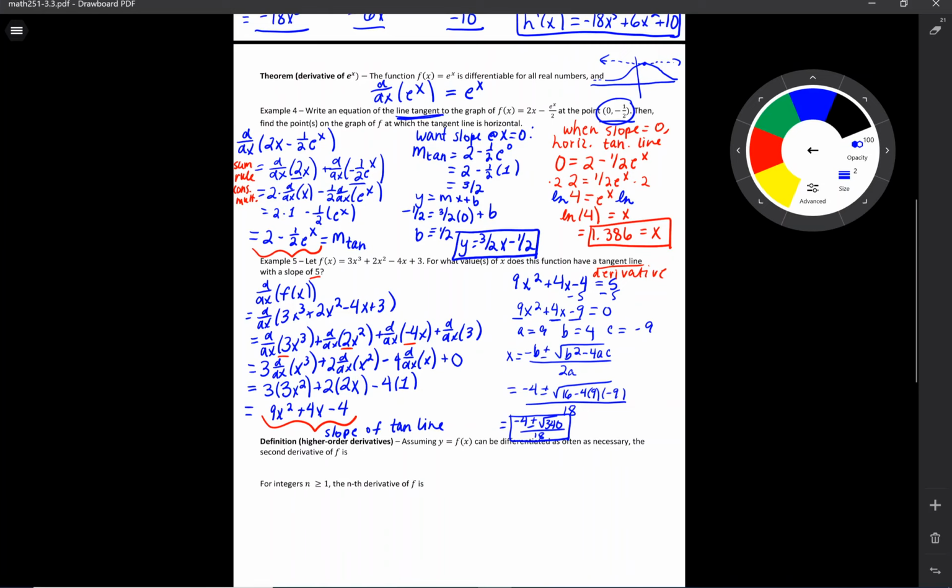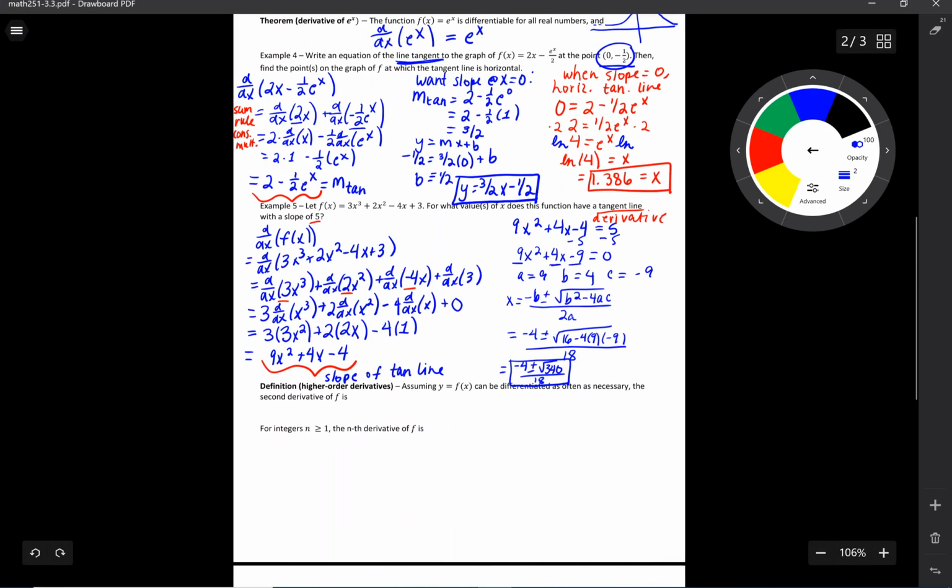Next, we have the definition of higher order derivatives. So assuming that y equals f of x can be differentiated as often as necessary, the second derivative of f, we say f double prime of x, is equal to the derivative of f prime of x. So if I want to find the second derivative, I just take the derivative of the derivative, and so on and so forth. I can do this as many times as I want, as long as the derivatives exist. So for integers n greater than or equal to 1, I say the nth derivative of f. I notate it like this.